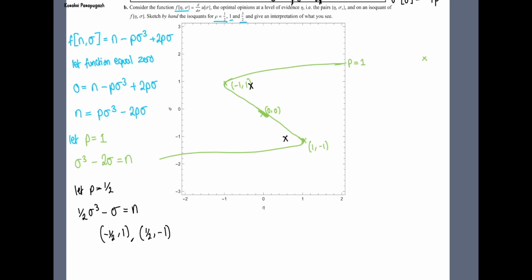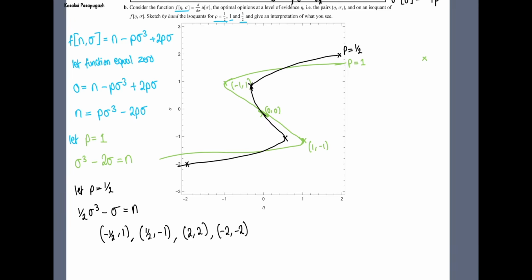If I let sigma be equal to 2, we get 2. And if I let sigma be equal to minus 2, we get minus 2. So that's going to be 2, 2 over here, and then minus 2 over here. If I now connect up these points, we get something that looks like this. Not my best curve sketching. So this is rho is equal to a half.